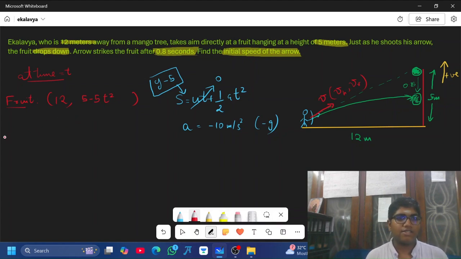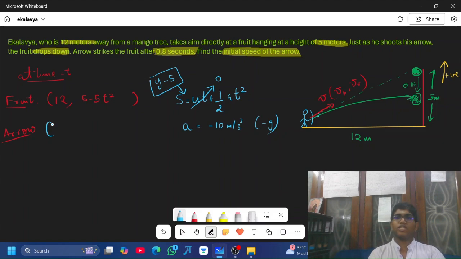Now we will consider the arrow at time t. Once again, I will write it. For the arrow, it is a bit more interesting. In case of the arrow, the horizontal velocity Vh is not affected by g, the acceleration.